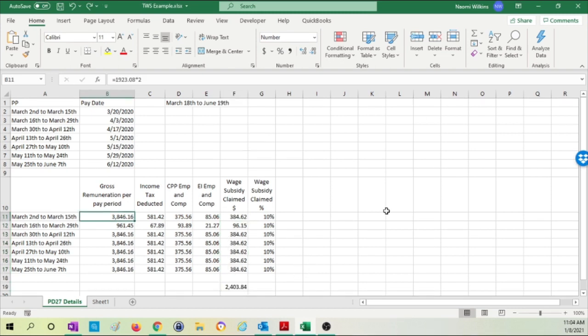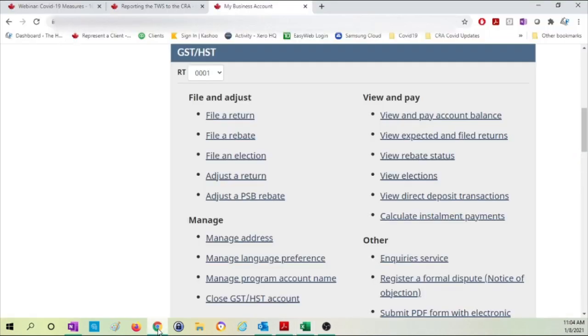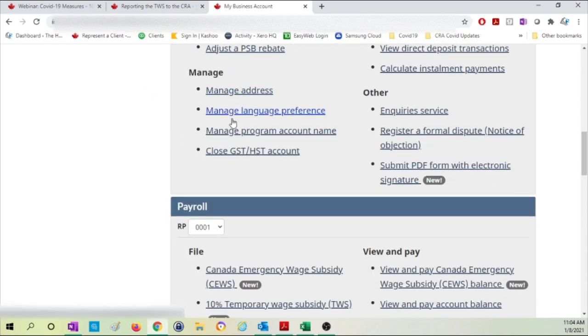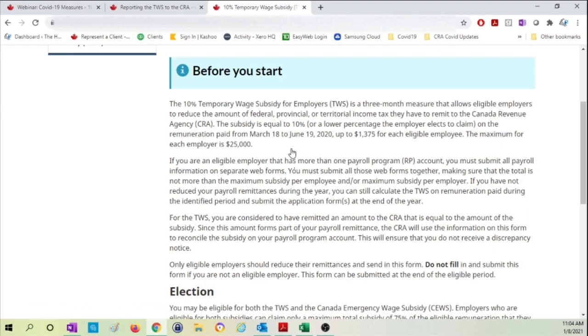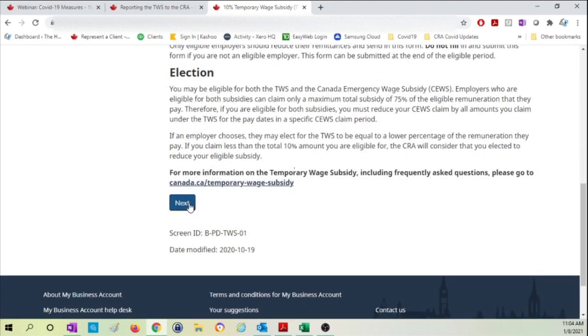So once we've prepared all the information that we need, we can go ahead and log into our CRA My Account. And the first section that you see under your CRA My Account is the GST HST section. The next section is payroll, and that's what we need. And it's this 10% wage subsidy link right here. This is that PD27 form, the self-reporting for employers form. Even though it doesn't say it, that's what it is. So we go ahead and we click that. And you can read all this when you get there.